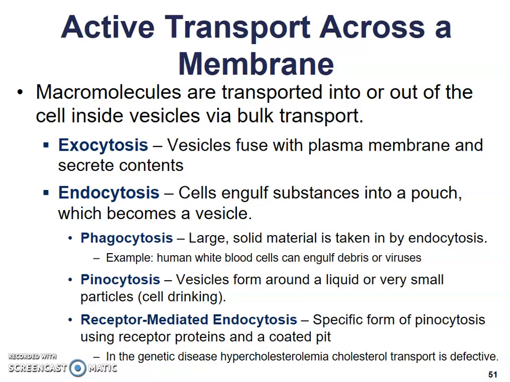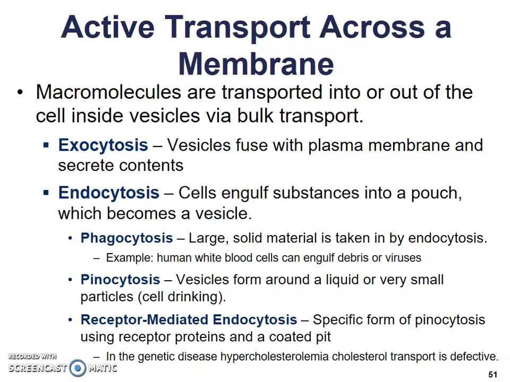Macromolecules are transported into or out of the cell. It requires energy. It is bulk transport. There are 2 main categories that can then be broken down. Exocytosis is whenever you're kicking something out. A vesicle fuses with the plasma membrane. The vesicle is made up of phospholipids. It'll bond with the plasma membrane and secrete its contents, just kind of kick it out.